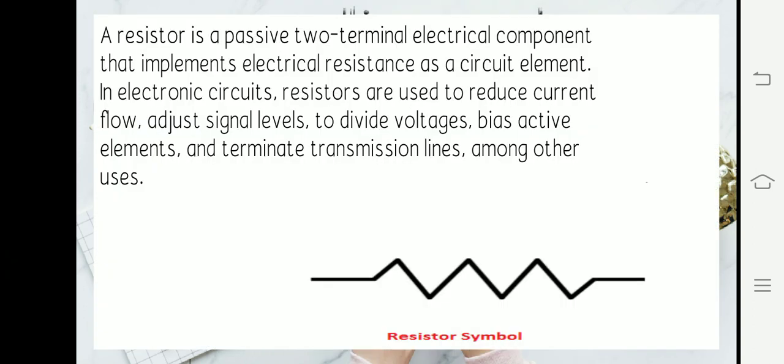A resistor is a passive two-terminal electrical component that implements electrical resistance as a circuit element. In electronic circuits, resistors are used to reduce current flow, adjust signal levels, divide voltage, bias active elements, and terminate transmission lines, among other uses. And the one below is a resistor symbol.